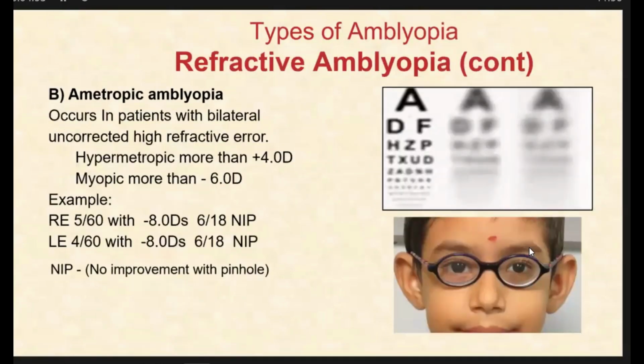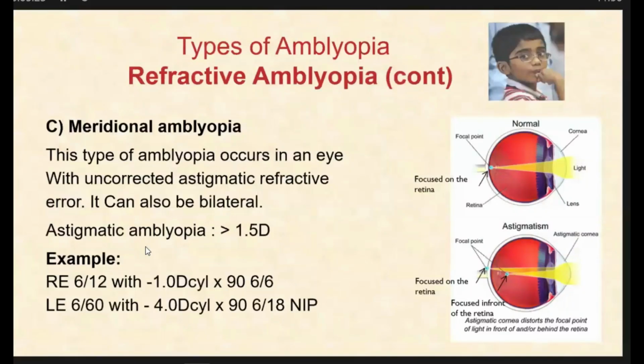Isometropic amblyopia: both eyes have the same refractive error. Hypermetropic more than +4: if both eyes have more than +4 diopter, it will cause amblyopia in hypermetropic patients. While in myopic, more than -6 diopter. In this example, both eyes have more than -8, and it is not improving beyond 6/18. Meridional is the same: one eye has 6/12 with -1 cylinder, and the other eye has -4.